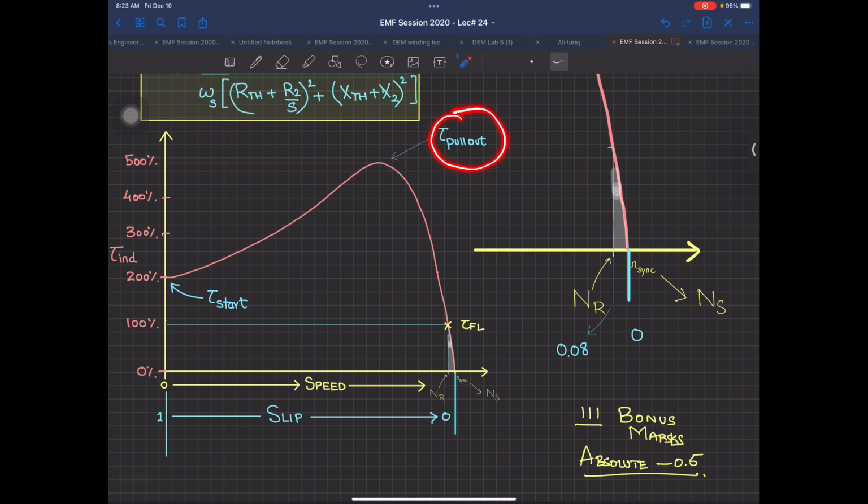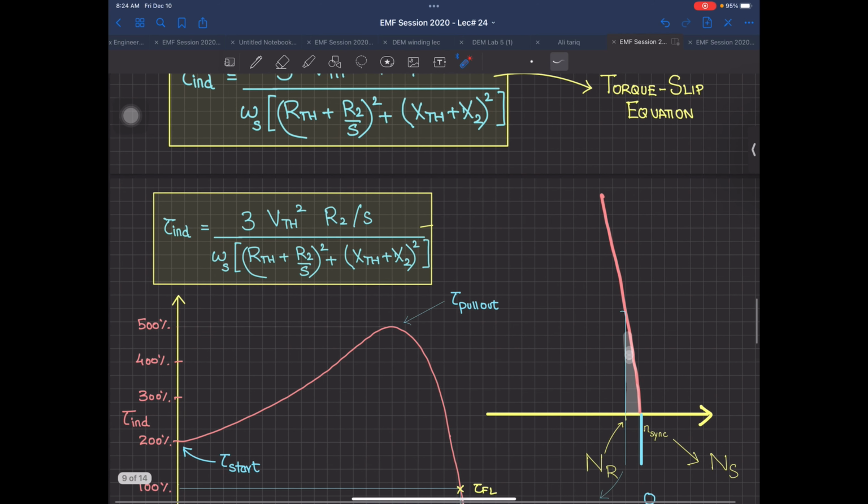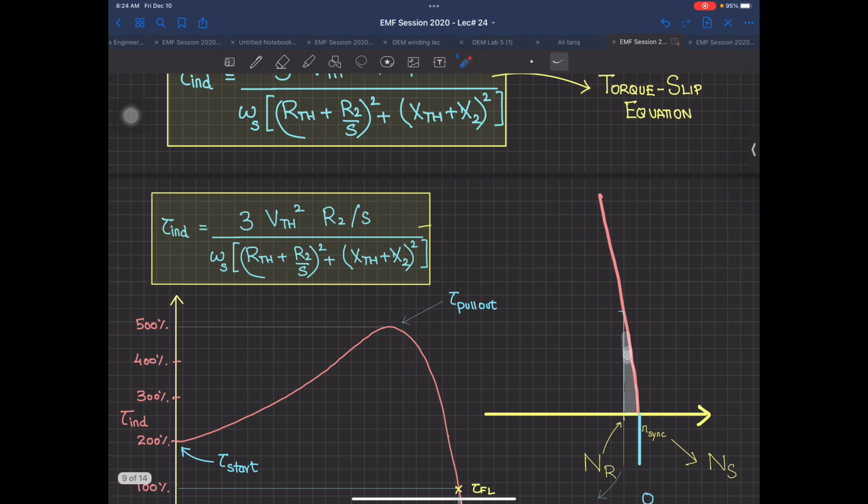But here, the pull out point, the torque start, and the full load point are of our common interest. So this torque slip curve is always plotted. Now, one thing before I move on to today's lecture: if this curve is in front of you, and this is the torque equation you have plotted, what will happen if you change R2? Obviously, by seeing this mathematical equation, your first answer would be that the torque will change.